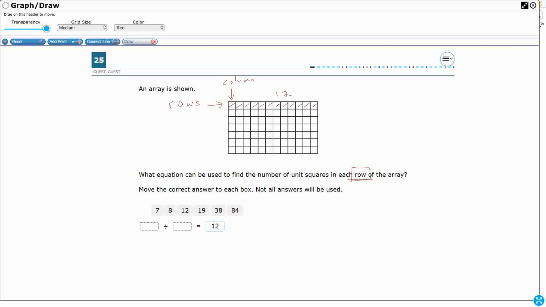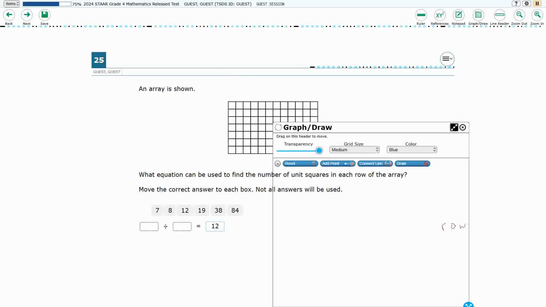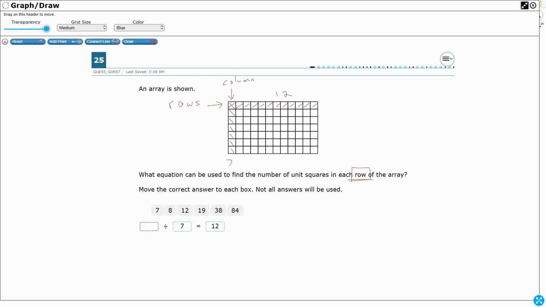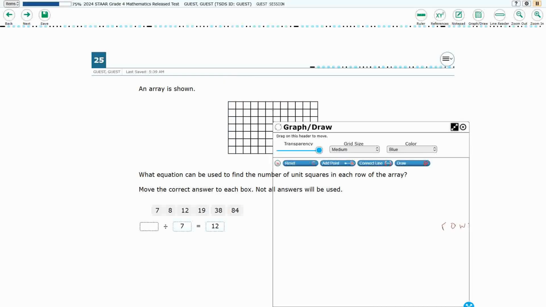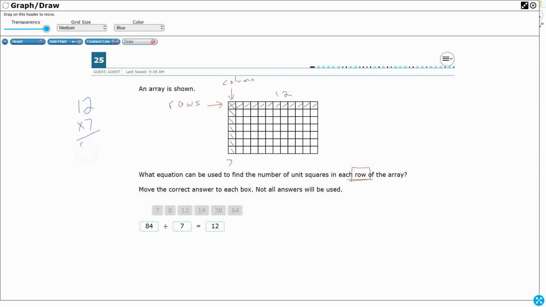So let's do that in blue. Okay, I've got 1, 2, 3, 4, 5, 6, 7. Now I've got 7 rows. So what that means is I could take that 7 and put that right there. Now ultimately I need to know how many do I have altogether. That's 12 times 7, right? That's going to be my 84. And if I don't know that fact, I can still multiply 12 times 7 to get my 84.